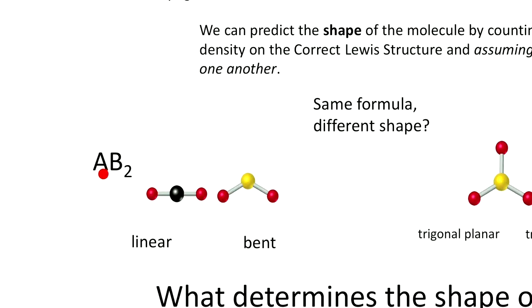Here's an example of a molecule with a central atom and 2 atoms bonded to it. This molecule can actually adopt many different shapes. The 2 B atoms can be linear to one another, 180 degrees from one another, or they can be in a bent arrangement. And there's a way we can predict that.